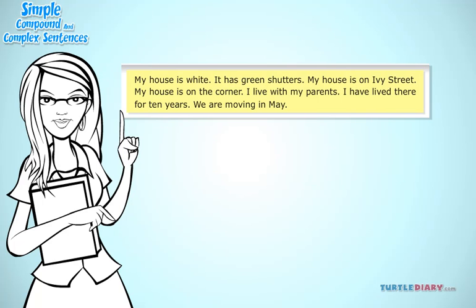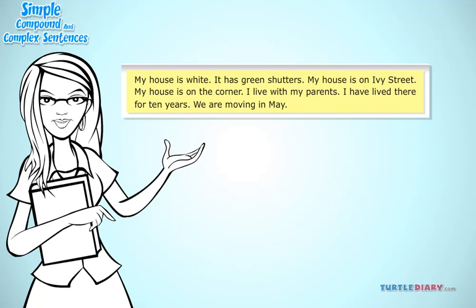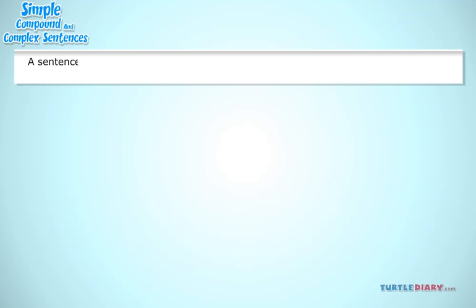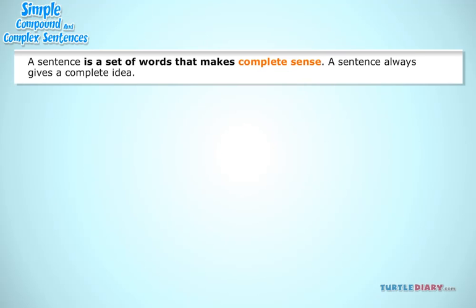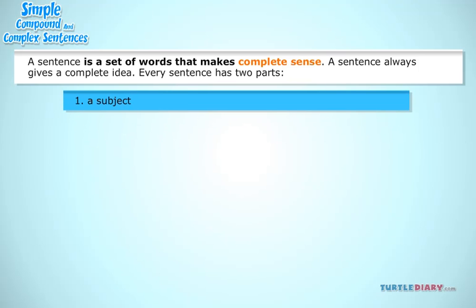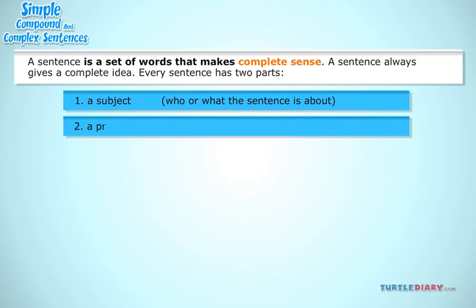But before we learn about simple sentences, first take a look at what a sentence is. A sentence is a set of words that makes complete sense. A sentence always gives a complete idea. Every sentence has two parts. 1. A subject. Who or what the sentence is about. 2. A predicate. The part which tells something about the subject.